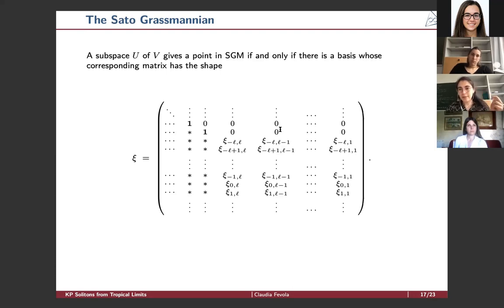In particular, a subspace U of V gives a point in the Sato Grassmannian if and only if the matrix has this precise shape, meaning that there exists an L such that from a certain point one just gets ones on the diagonal, and all zeros above and all possibly non-zero elements below these ones. And this matrix is infinite, on the left side and also vertically.